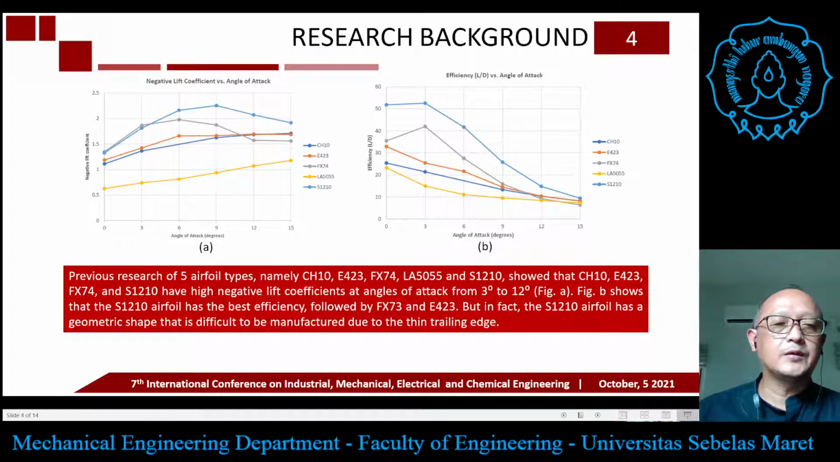Figure B shows that the S1210 airfoil has the best efficiency, followed by the FX74 and the E423. But unfortunately, the S1210 airfoil has a geometric shape that is difficult to manufacture due to the thin trailing edge.